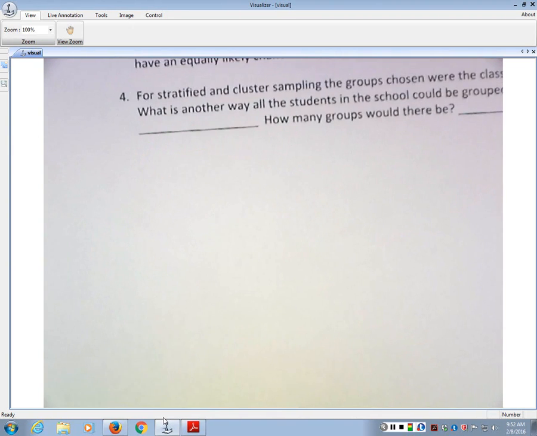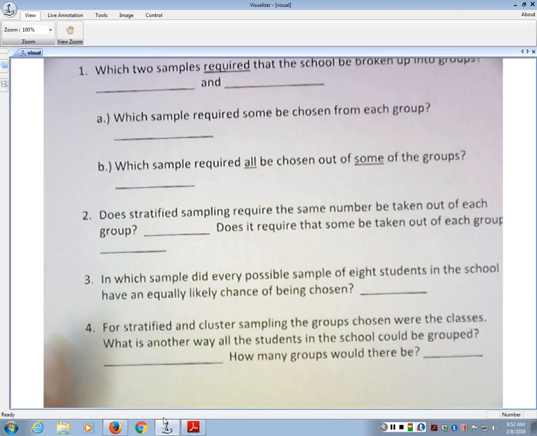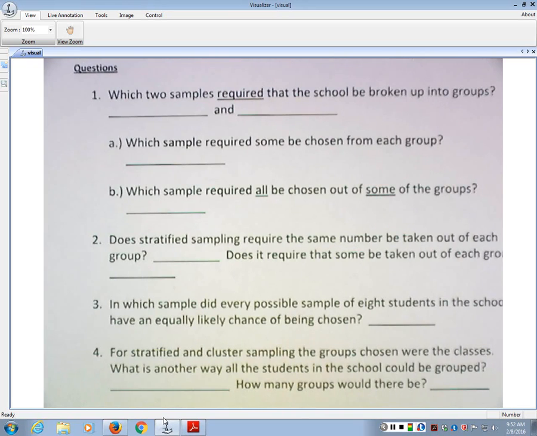So if I were to have done that, the questions we want to answer, and I hope you already answered these so that you can discuss them with me. The questions we would want to answer are, which two samples require that the school be broken up into groups? What kind of sampling methods? Stratified and clustered.